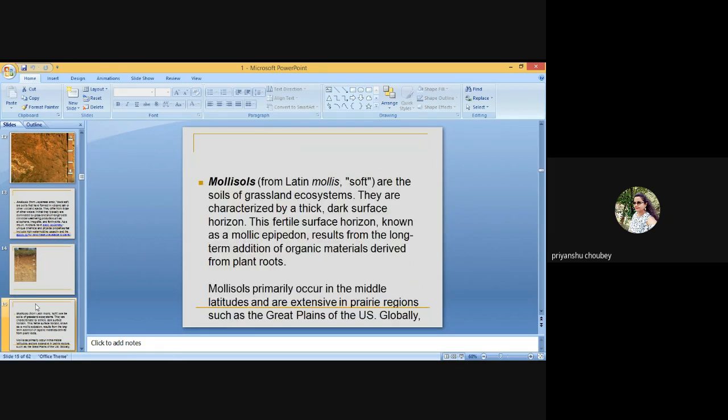Next one is the mollisol. Mollisol is a Latin word. Mollis means soft. Mollisols are dark-colored, base-rich soils with more than 50% base saturation, soft and well saturated with organic matter. The epipedon is mollic, developed in a sub-humid and humid climate under grassland and forest vegetation. In India, it occurs in the Tarai region of Uttarakhand and some other states.